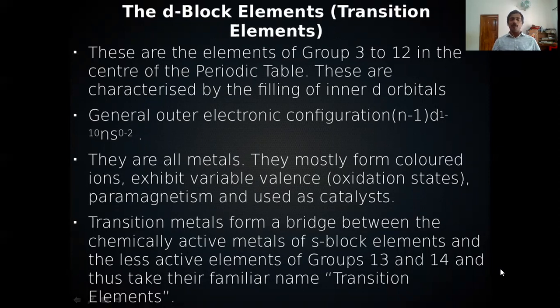They mostly form colored ions, exhibit variable valency, some characteristic of d block, paramagnetism, and they can be used as catalyst. Transition metals form a bridge between the chemically active metals of s block elements and the less active elements of group 13 and 14. Very active first and second group and less active 13 and 14 groups. It is a bridge between these two. Therefore, they are named as transition elements.